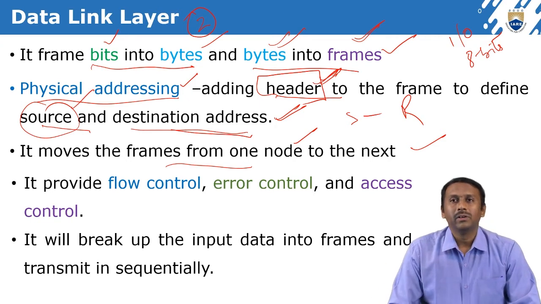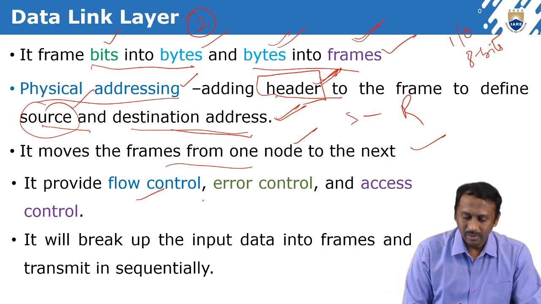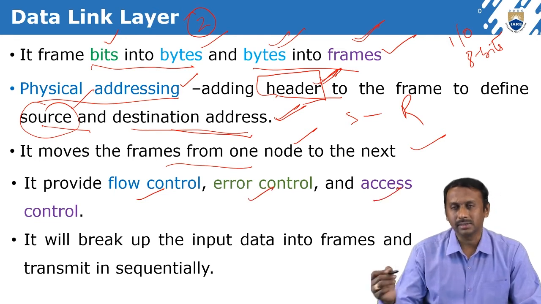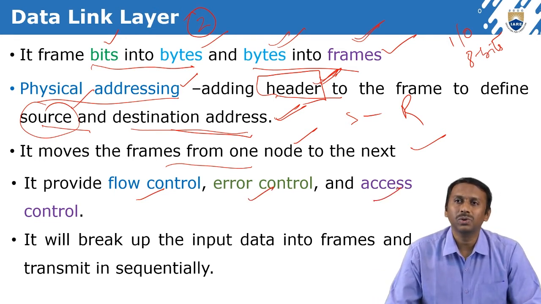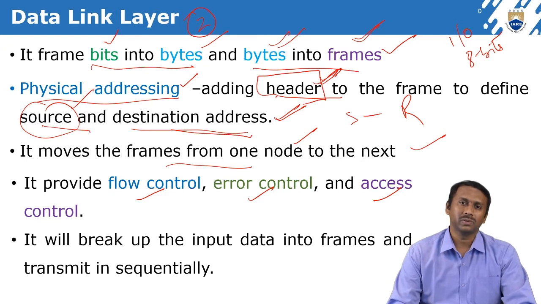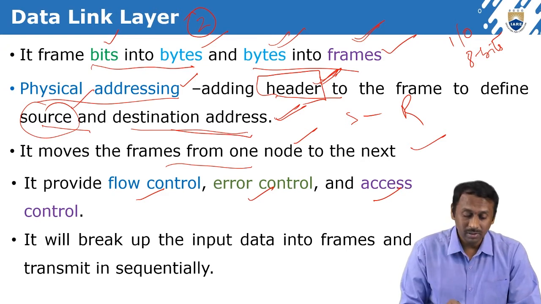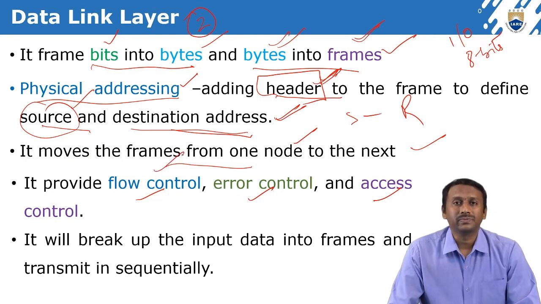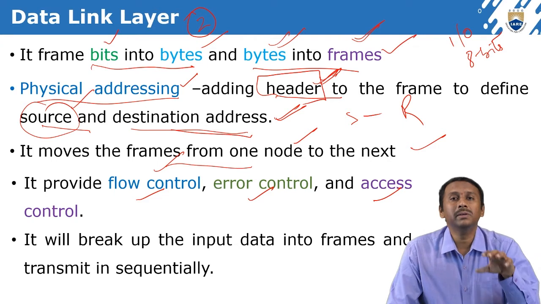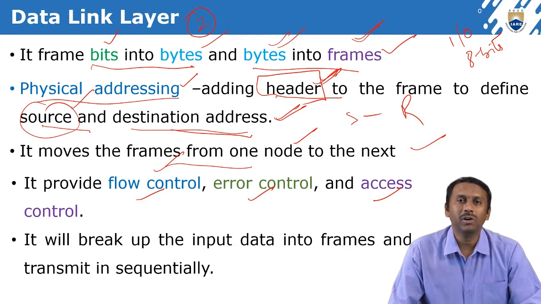It provides flow control, error control, and access control. What is flow control? What is error control? What is access control? Right? This is very important. Please remember carefully, please observe, please hear it. Flow control means it just minimizes the flow of data.